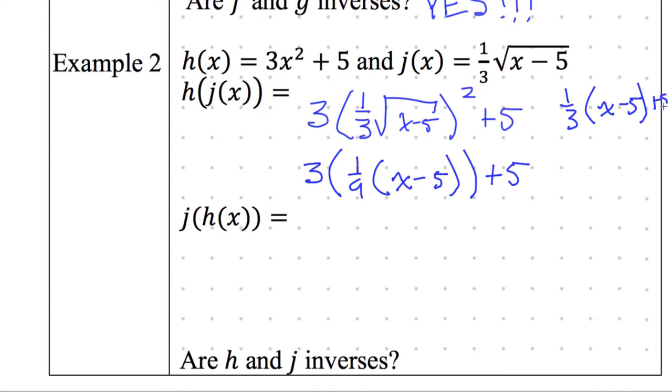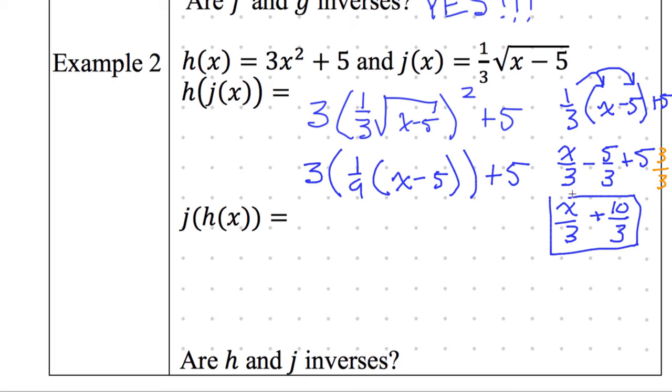plus 5. And now that 1/3 is going to be distributed into each of these terms. And when I get that, I have x over 3 minus 5/3 plus 5. And when I simplify yet another step, I need to get these two combined. If I make this into fractions, this is going to be times 3 over 3. So I have x over 3 minus 5 plus 15. That's going to be plus 10/3. There's my final answer. Uh-oh, you did not get x.